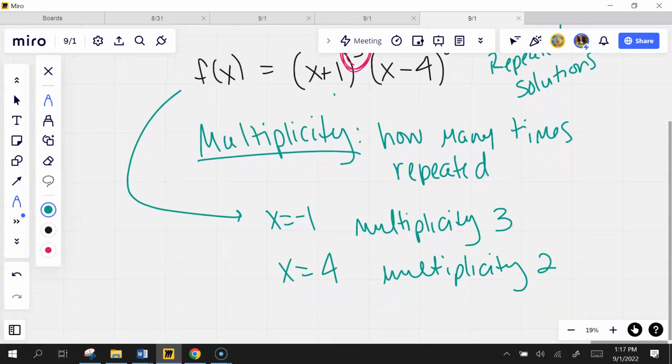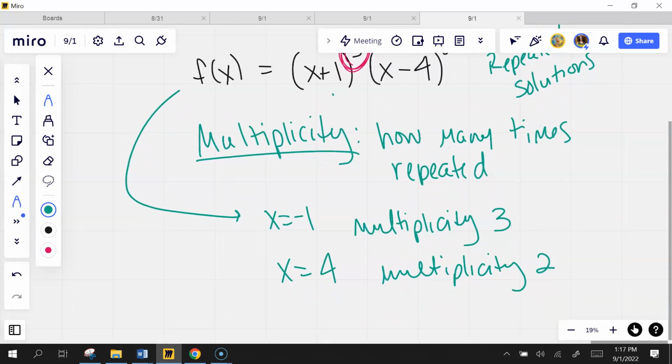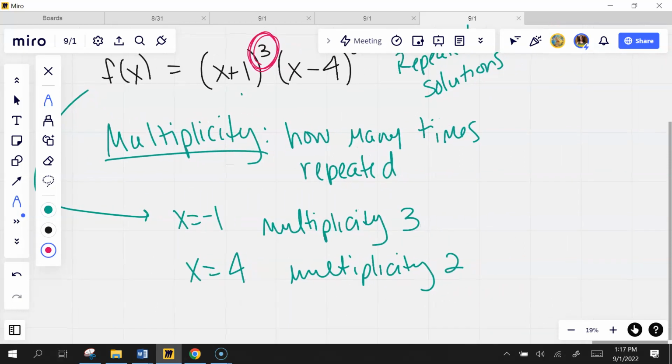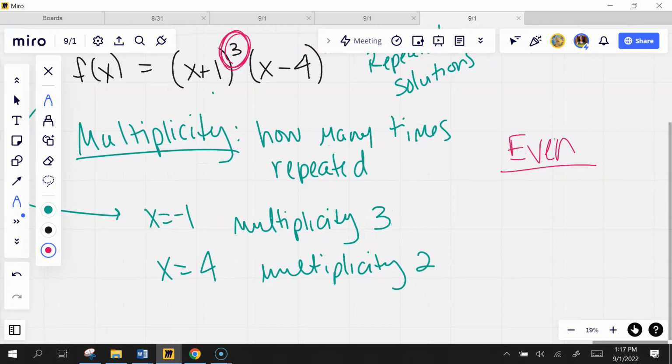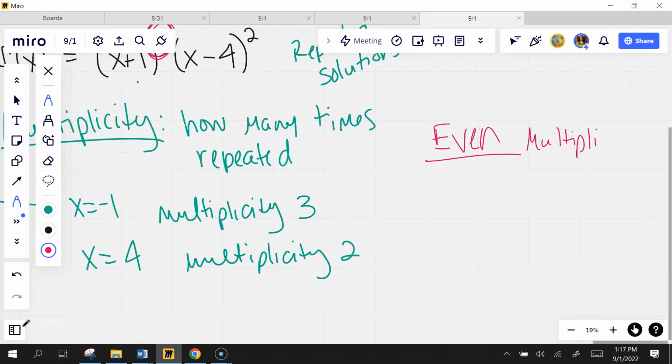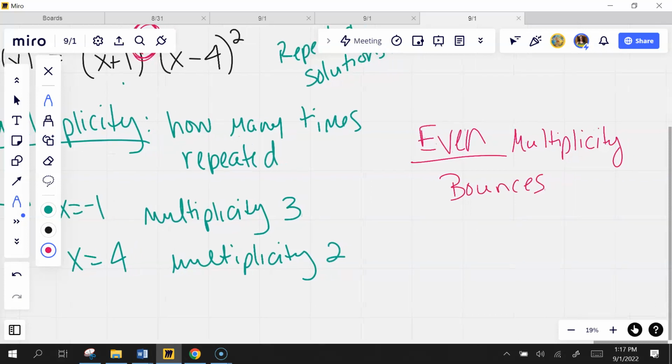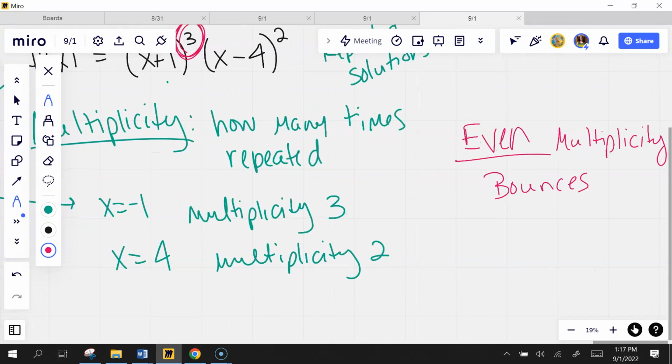If your multiplicity, remember, these are zeros, it's where they cross the x-axis, right? Or where there's a point on the x-axis, these x-intercepts. If your multiplicity is even, this is going to be so much easier since I've already taught y'all. Even multiplicity bounces off the x-axis.